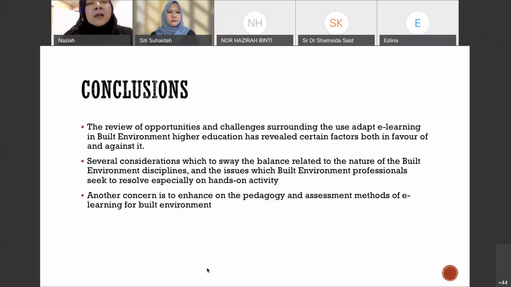As a conclusion, the review of opportunities and challenges surrounding the adoption of this kind of learning in built environments reveals that certain factors are both in favor of and against it. But some consideration, especially on the hands-on activity learning, should be taken into consideration. However, these disciplines can almost be found in the programs. So either we have to liaise with the board of studies or the MQA requirements, not to replace, but to adopt another method which can cover these kinds of disciplines. So another concern is to enhance the pedagogy and assessment method of e-learning for built environments. So thank you.